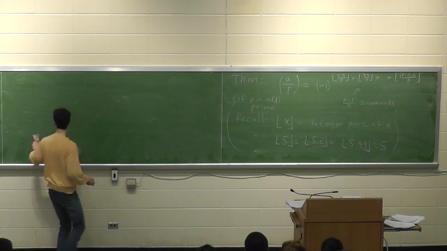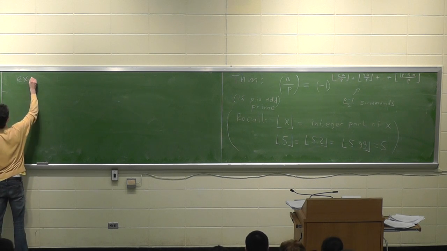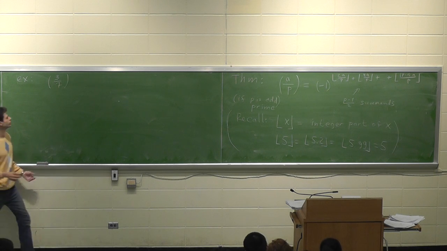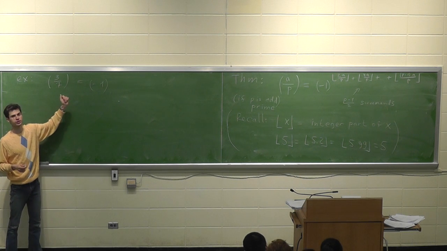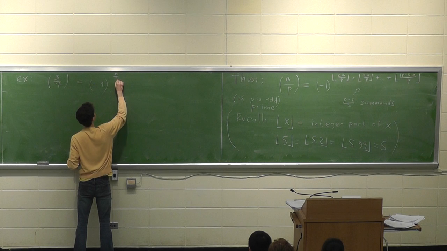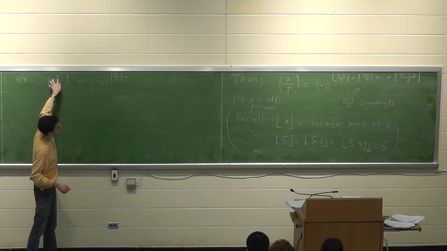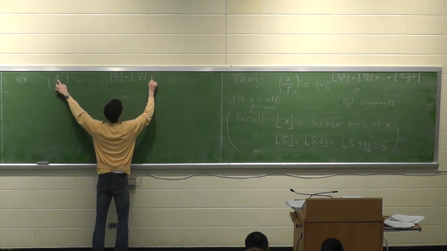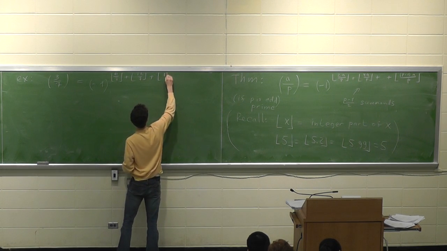First of all, let's check that this theorem works in some simple example. Example: if you want to compute whether 3 is a quadratic residue modulo 7 or not, according to the theorem, you should do the following. You should take minus 1 and raise it to the following power. This is my a. 2 times a is 6, divided by 7. Then you have 4 times a, which is 12, over 7. Then you have 6 times a, which is 18 over 7.